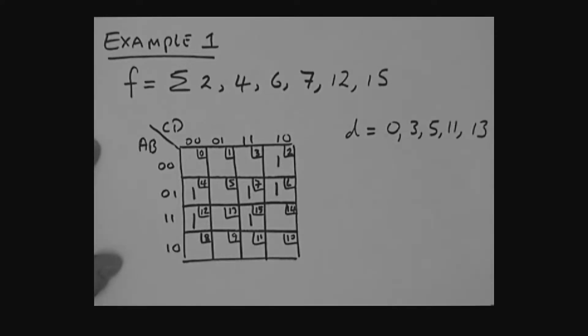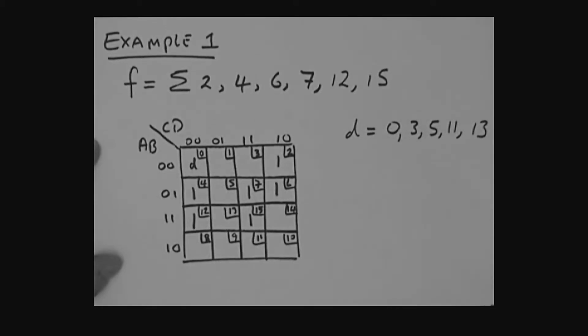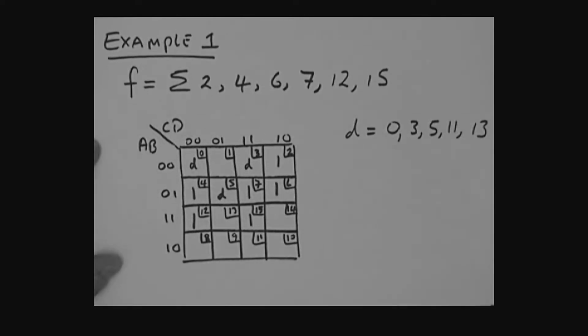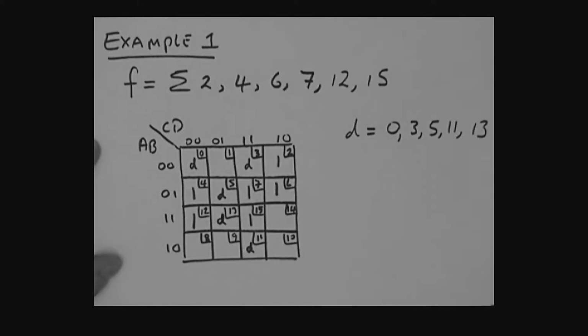Now let's plot the don't care terms down. These are the don't cares. We have a don't care at 0, so I'll put that down as a D. We have a don't care at 3, so there it is. We have a don't care at 5, there it is. A don't care for 11, there it is. And a don't care for what? 13, there it is, okay?